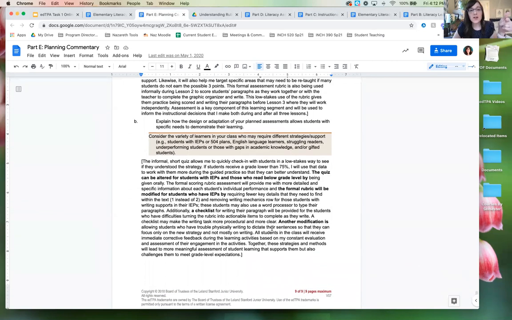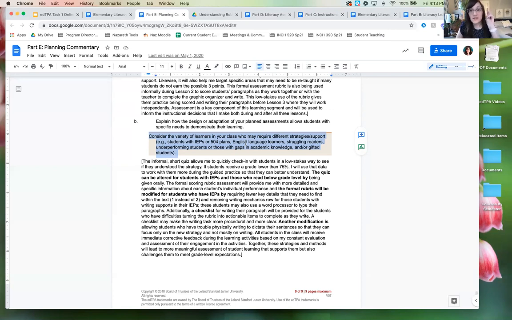Okay, letter B is explain how the design or the adaptation of your assessments, not your supports, not how you're adapting your teaching. This is very specifically asking how you are adapting your assessment to allow students with specific needs to demonstrate their learning. This is one of the questions where you have to talk about your IEPs and your 504s, your English language learners, your struggling readers. You have to talk about them. If you don't, you get an automatic 1.